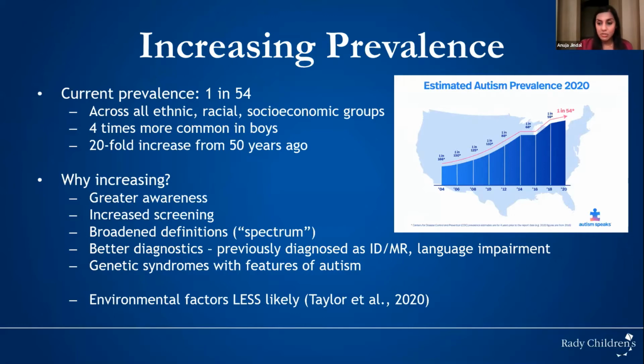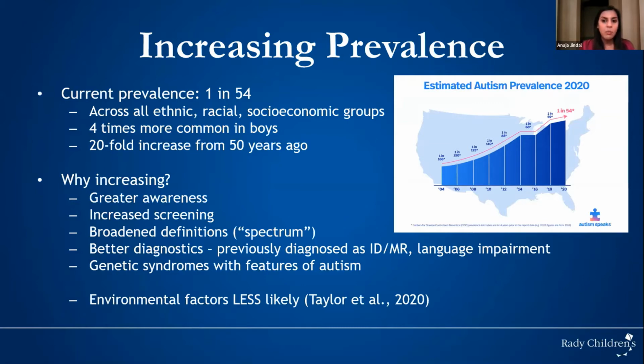Better diagnostics, increased screening. As families are becoming more aware of this diagnosis, they're seeking medical care. Also, there's been some increase in genetic syndromes that are associated with autism, and that's a little bit of a separate talk, but I think that's part of it as well.